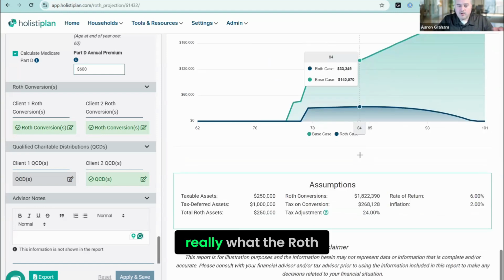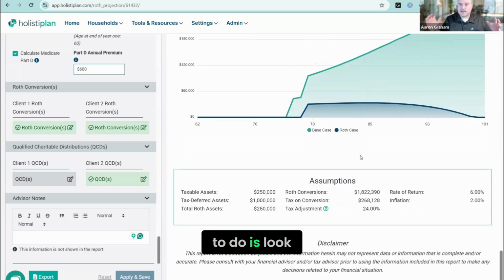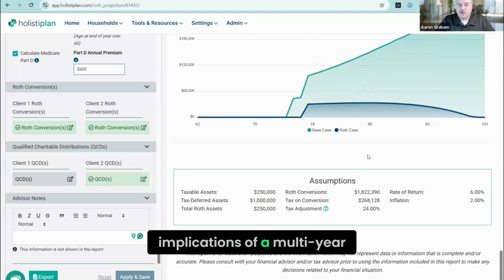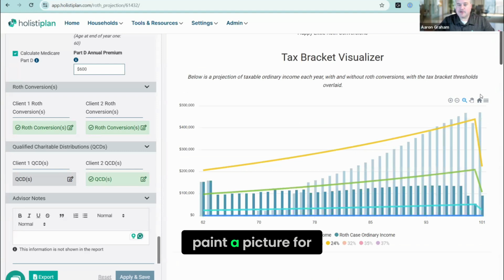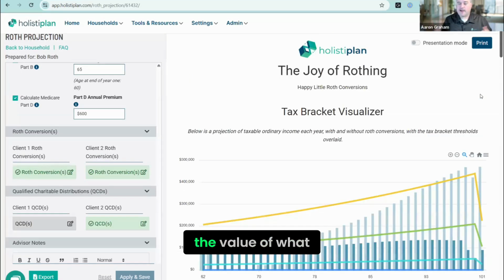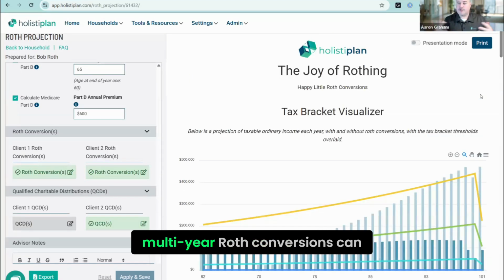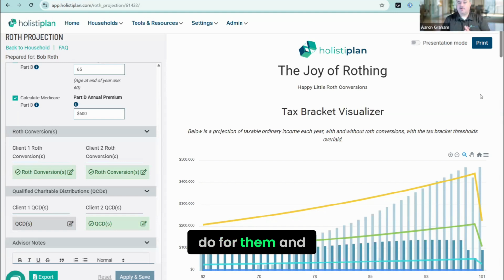So really what the Roth Projection Tool allows you to do is look at the long-term implications of a multi-year Roth conversion strategy. And we think it's really helpful to just paint a picture for your client of the value of what multi-year Roth conversions can do for them, and ultimately prove your value to them as a financial planner. Really tremendous stuff.